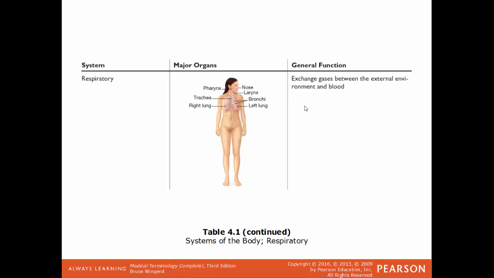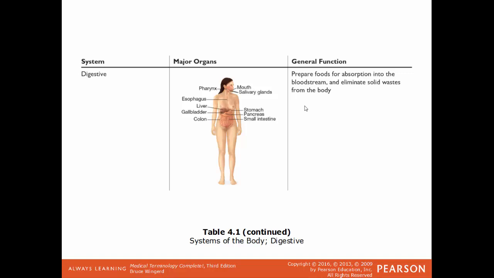Respiratory system. Major organs here would include the trachea and the lungs, the bronchi, the larynx, the nose, the pharynx. And the general function for this system is to exchange gases between the external environment and the internal environment, such as the blood and the cell. It's basically taking in oxygen and getting rid of carbon dioxide.